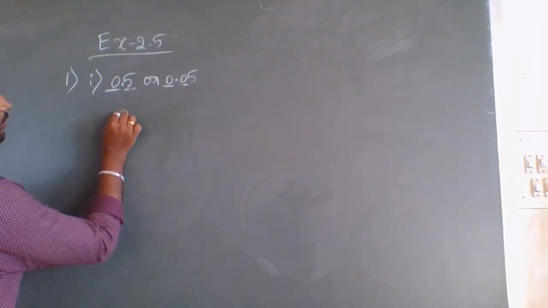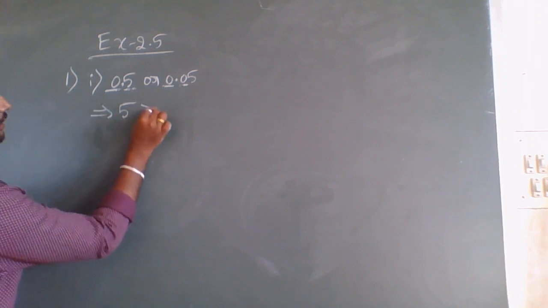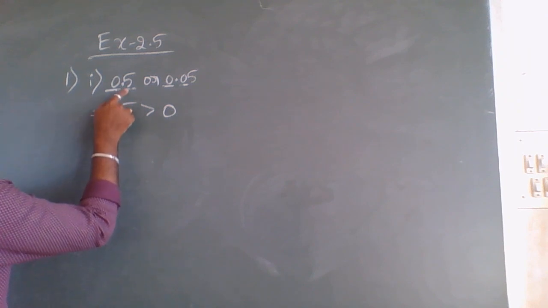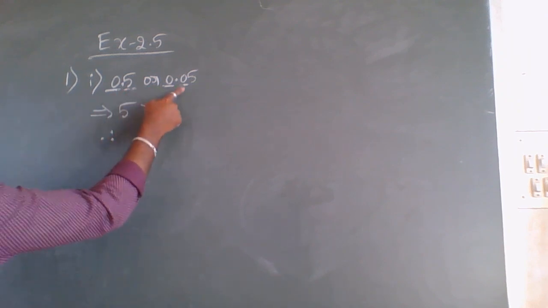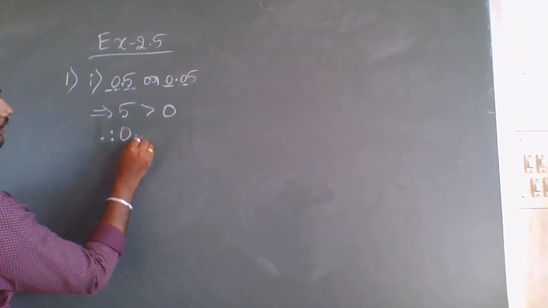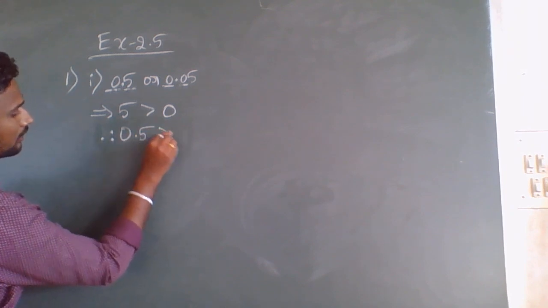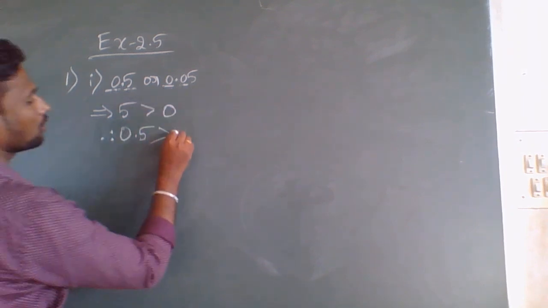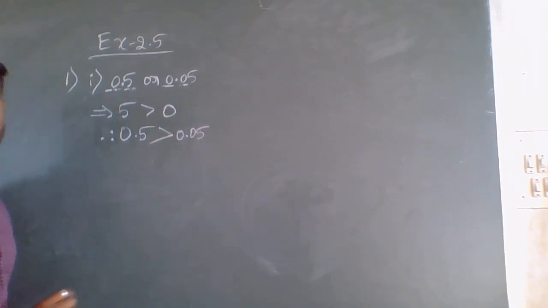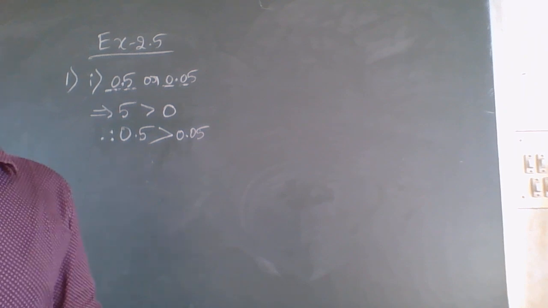Okay, so now I can write here this 5 is greater than 0, therefore 0.5 is greater than 0.05. This is how to compare two decimal numbers.